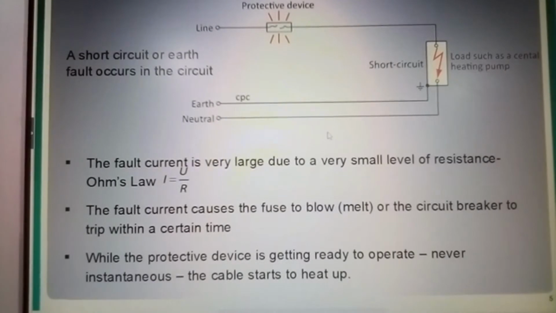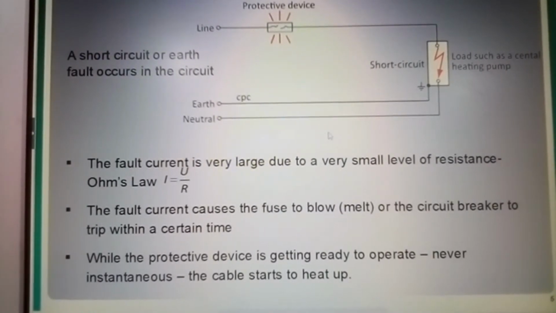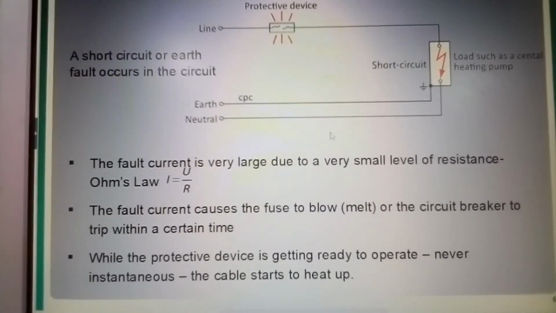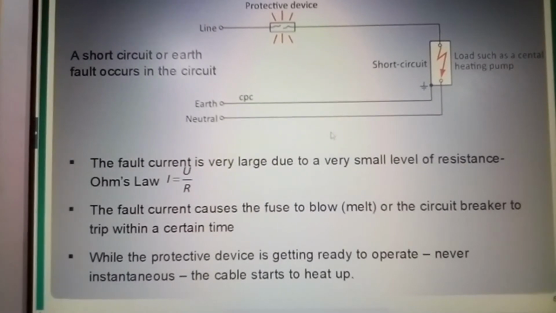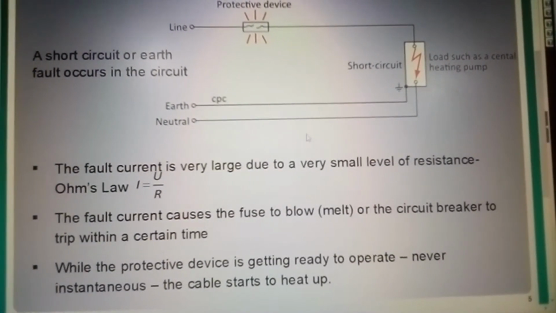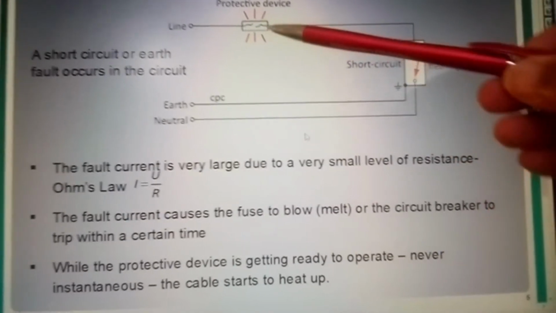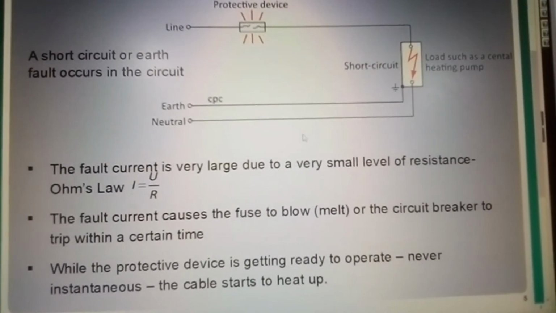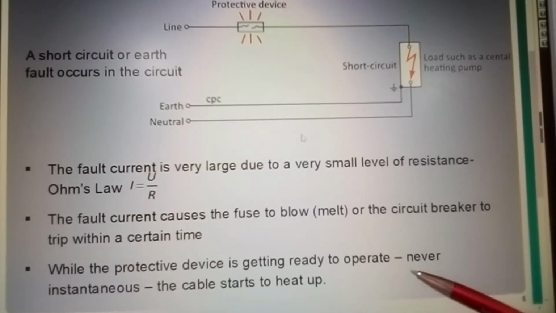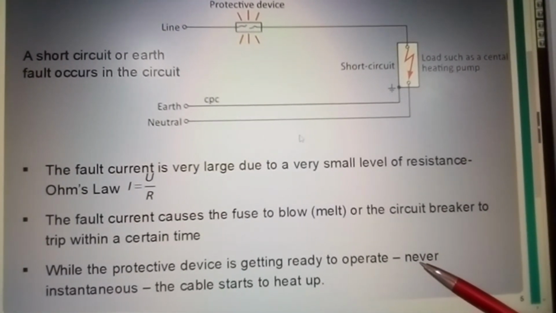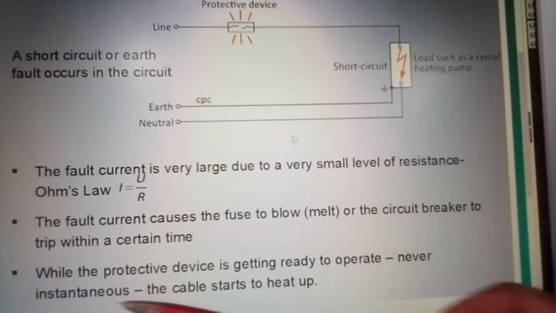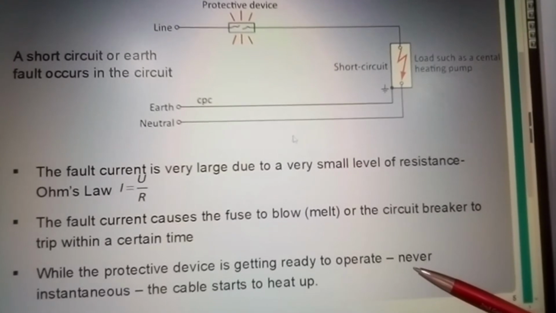While the protective device is getting ready to operate, it is never instantaneous, and the cable starts to heat up. So what we're looking at here is that our fuse, let's assume this is a rewirable fuse, will begin to heat up. It's not going to instantaneously melt. It will have to acquire some heat first, and then current will continue to flow for a while.